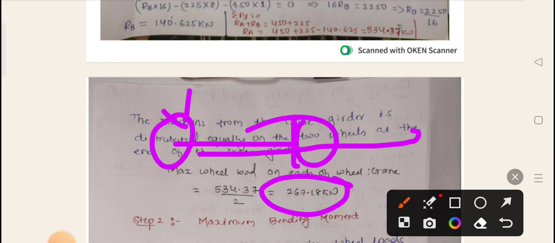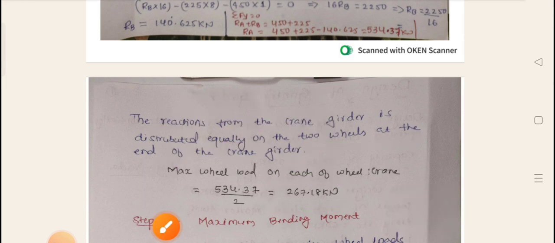How much? 267.18 is coming for one wheel, and for the other wheel 267.18. Okay, so this is your step number 1. The remaining part we will discuss in the second lecture.